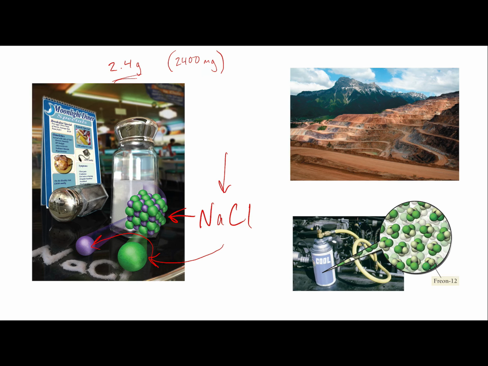Now, the information in a chemical formula, along with atomic and formula masses, can be used to calculate the amount of a constituent element in a compound, like how much iron is in a given amount of iron ore, or how much chlorine is in a given amount of a chlorofluorocarbon. This is Freon 12. I don't think we use freons anymore.